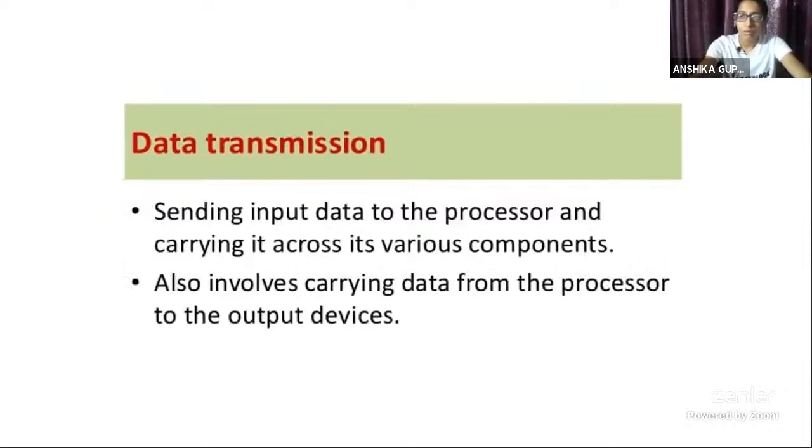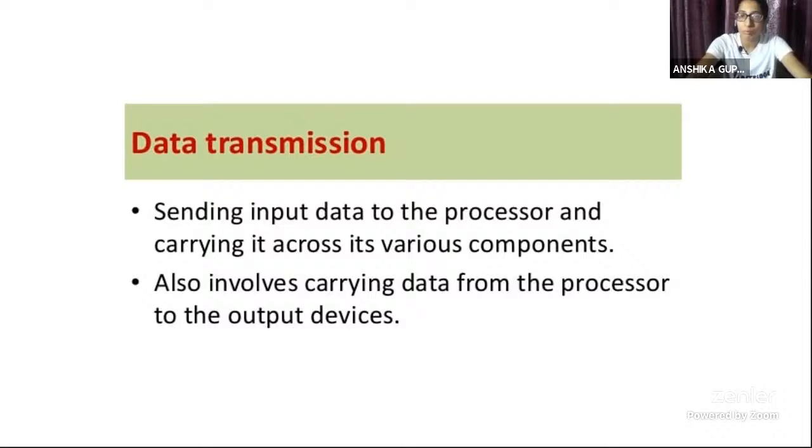Actually, the word transmission means the lane of the data has been given to someone else. The data input is being sent to the processor, and after that the processor takes all the data to various components. After the data has been processed, it is carried from the processor for further transmission, that is, to the output devices.